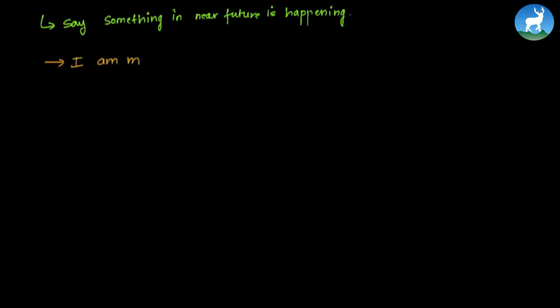We can also use present continuous tense to say something in the near future is happening. For example, I am meeting my family after school. Let me take you to another example.